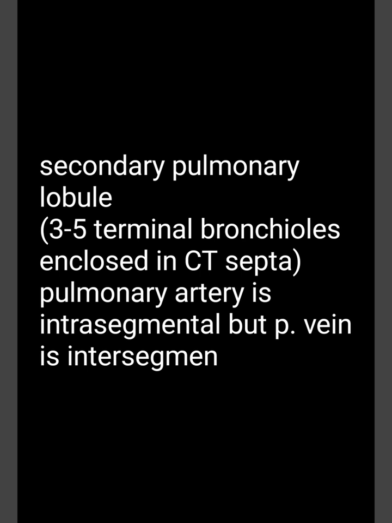The functional unit of the lung is the secondary pulmonary lobule, 3 to 5 terminal bronchioles enclosed in connective tissue septa. The pulmonary artery is intrasegmental but the pulmonary vein is intersegmental.